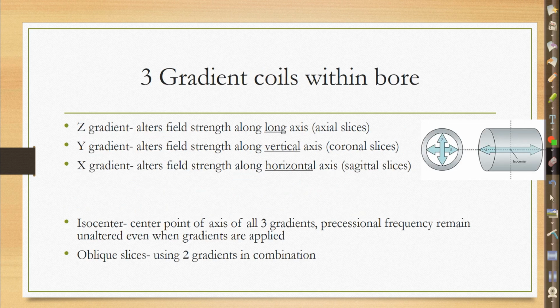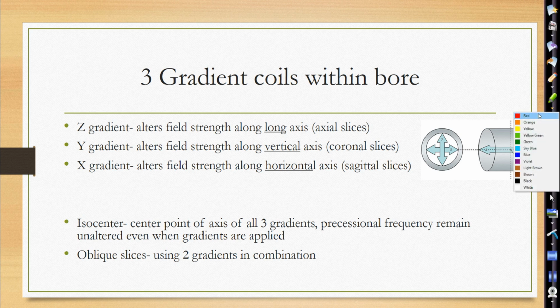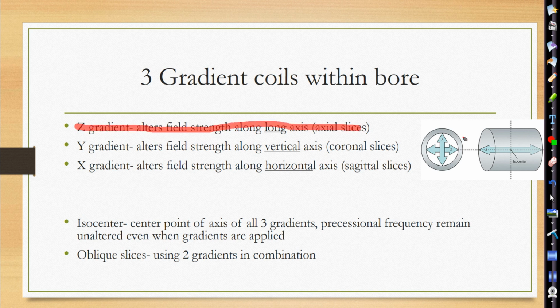All right, so this is a great slide just for review. Our Z gradient alters field strength along the long axis, giving us axial slices. So let's just color code these. Z gradient, long axis, this one. Orange, Y gradient. Our vertical axis gives us our coronal slices, so A to P. And then x gradient, horizontal axis, gives us our sagittal slices.